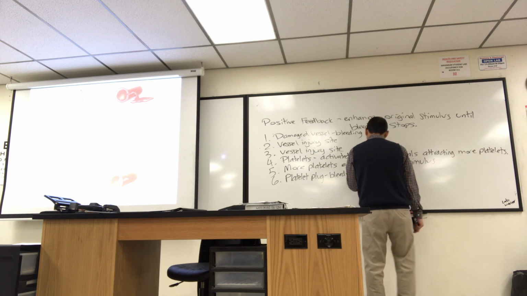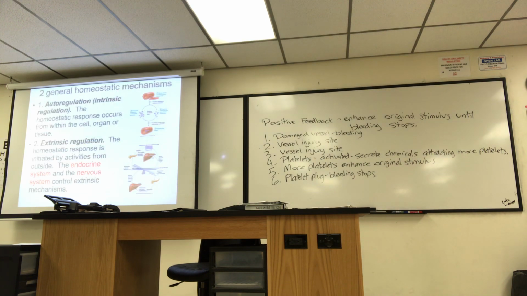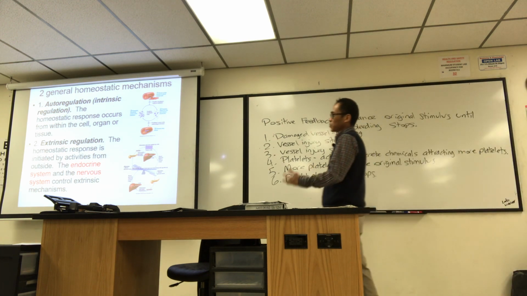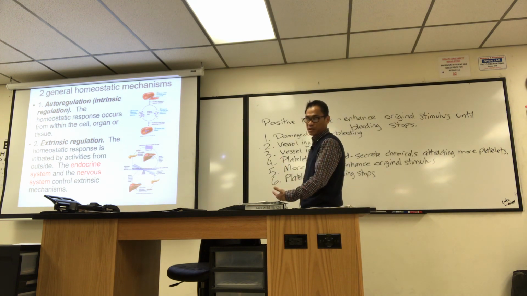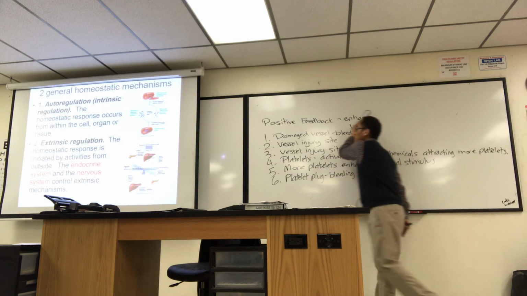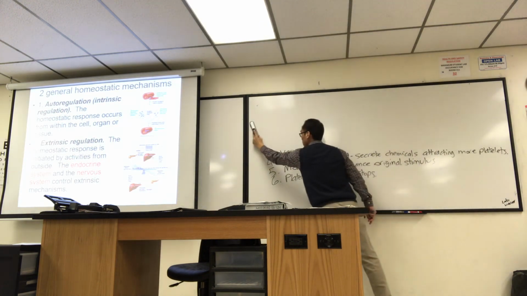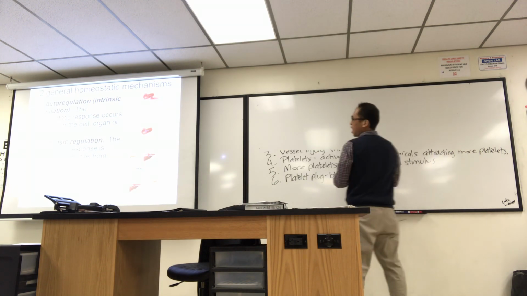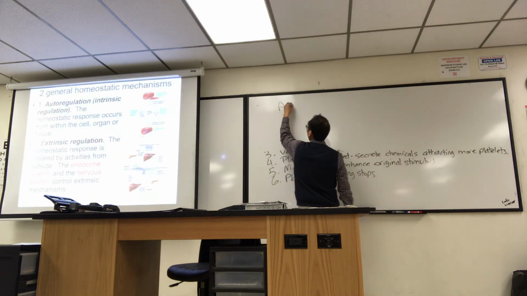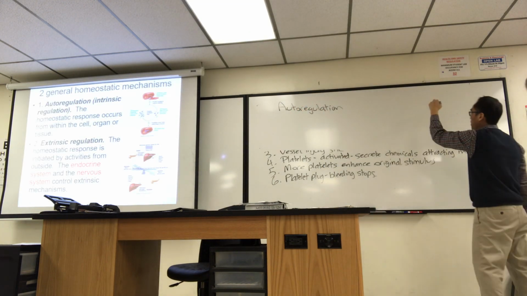Your book is really good at defining a lot of different things. So far you've got to keep track of positive and negative feedback, and also auto-regulation versus extrinsic regulation. Okay, let me summarize that for you. I'll just erase the top part here. So we have auto-regulation and extrinsic regulation.